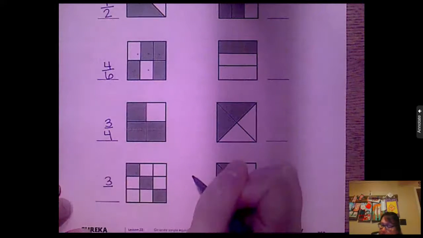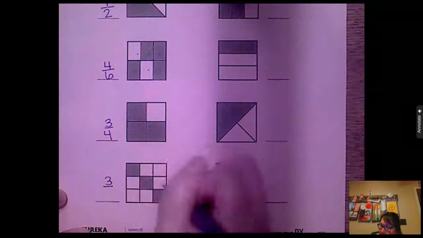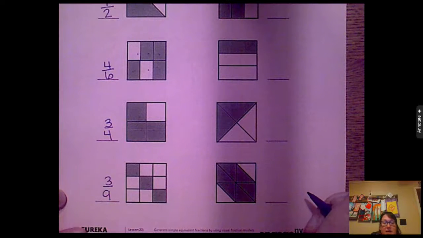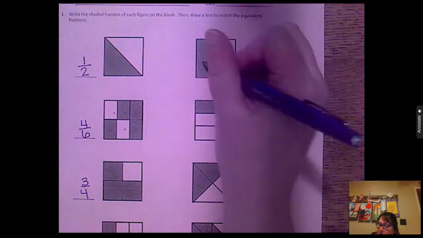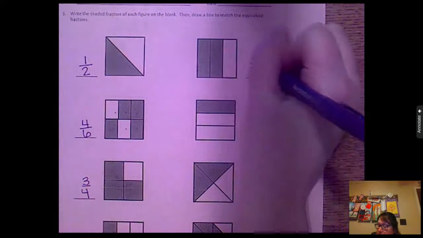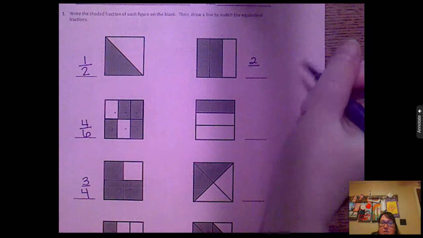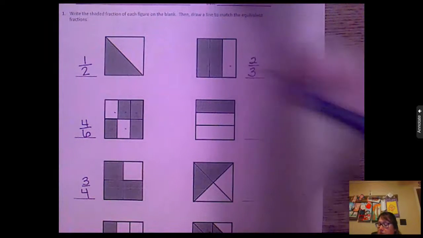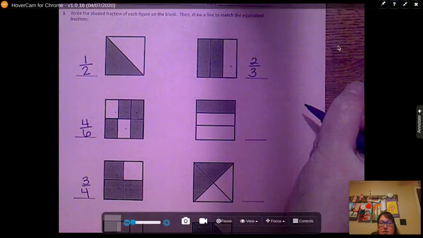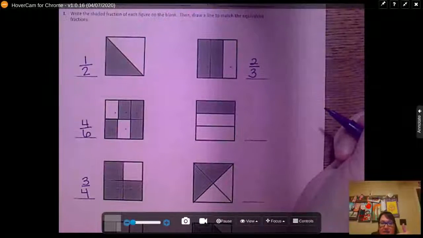For the last one in this first column, there's 3 shaded, so that's my numerator. For my denominator, there's 3, 6, 9. So the total amount of pieces is 9. So the fraction is 3/9. Thumbs up if you had that correct. Good job. Let's take a look at this second column over here. There's 2 shaded, so my numerator is 2. My denominator, the total number of pieces, there's 1, 2, 3 total pieces. So the fraction shaded there is 2/3. Thumbs up if you had that correct.